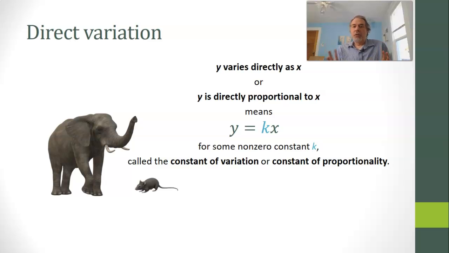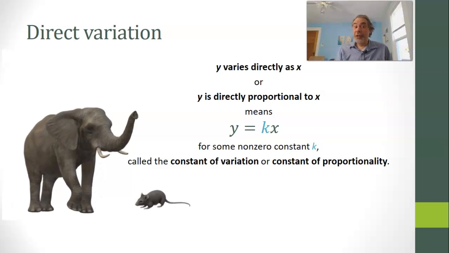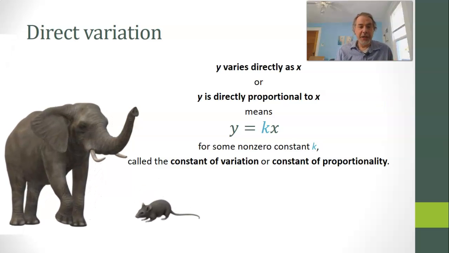That's when two things are related in a way where the bigger one thing gets, the bigger the other thing gets. So if one thing is twice as big as it used to be, the other thing is twice as big as it used to be. So we would say that y varies directly as x, or y is directly proportional to x, or sometimes we leave out the word directly and just say y is proportional to x.